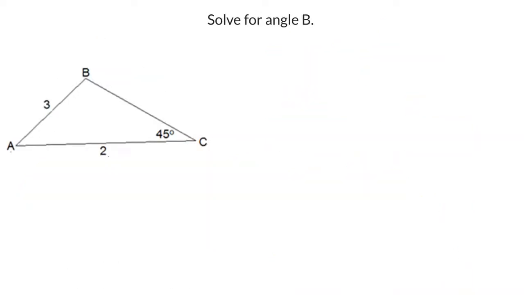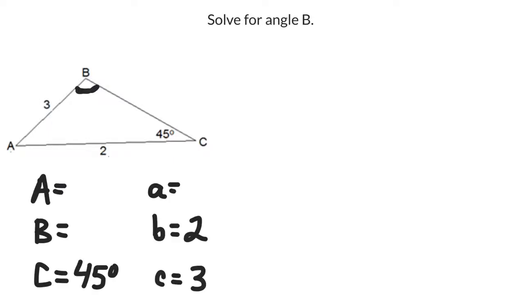In this example, we're going to use the sine law to find an unknown angle. In this case, angle B, which is right here. I start the same way by making a chart where I fill in all the angles and sides that I know. And in this case, I'm asked to find angle B.